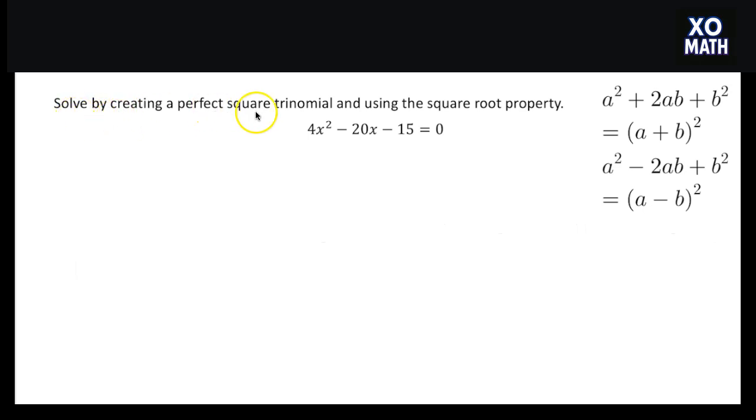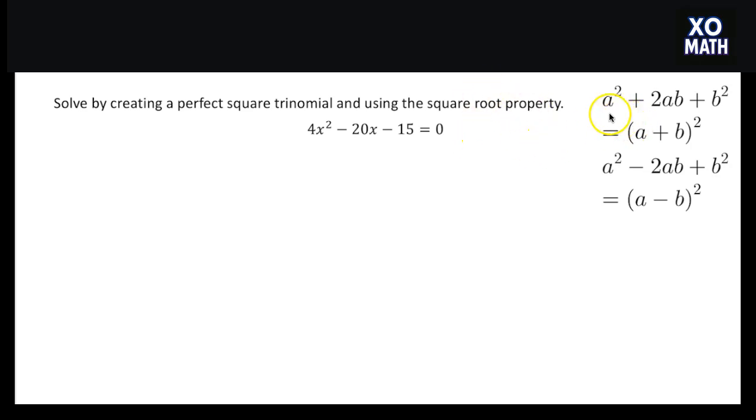We want to solve by creating a perfect square trinomial and using the square root property. We have 4x squared minus 20x minus 15 equals 0. This isn't the most efficient way to solve this quadratic, but we're trying to practice this idea of creating a perfect square trinomial so that we can apply the square root property.